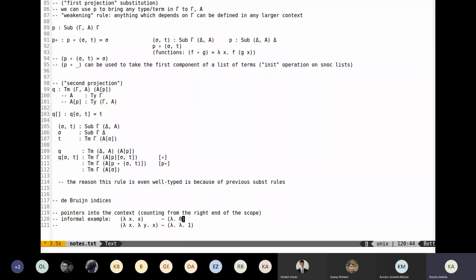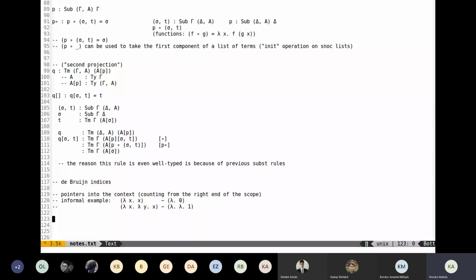This 0 points to the rightmost thing in the scope, which is the nearest binder. So it points to the nearest binder. And this one points to the binder which is after the nearest binder. So this x points here. So it has to jump over one lambda, and that's why it's not 0, but it's 1. And we can use P and Q to reproduce this.